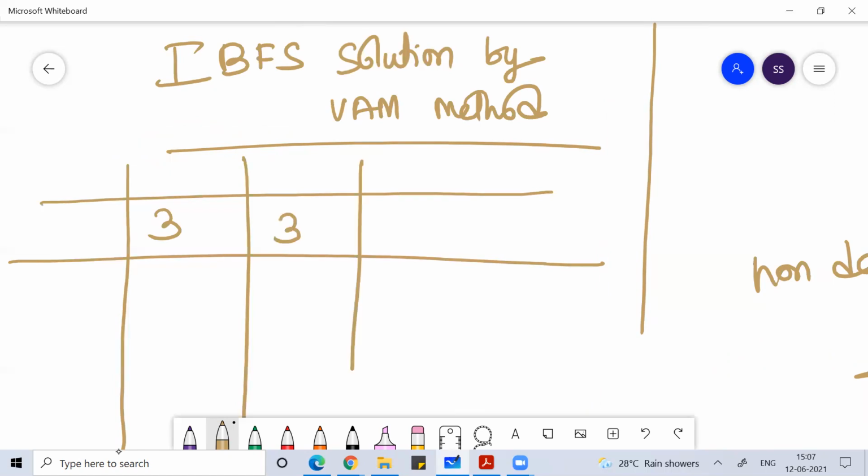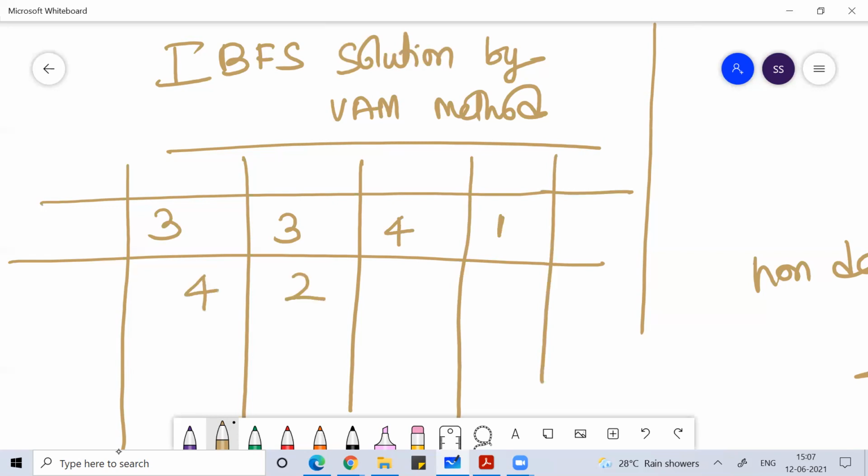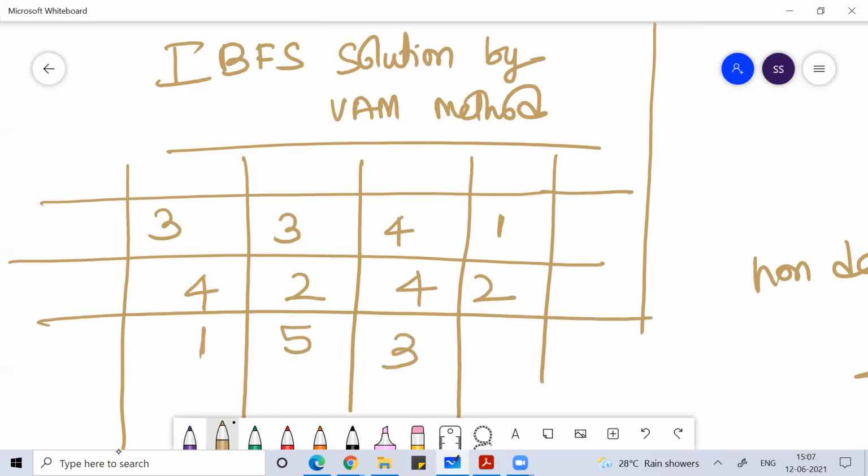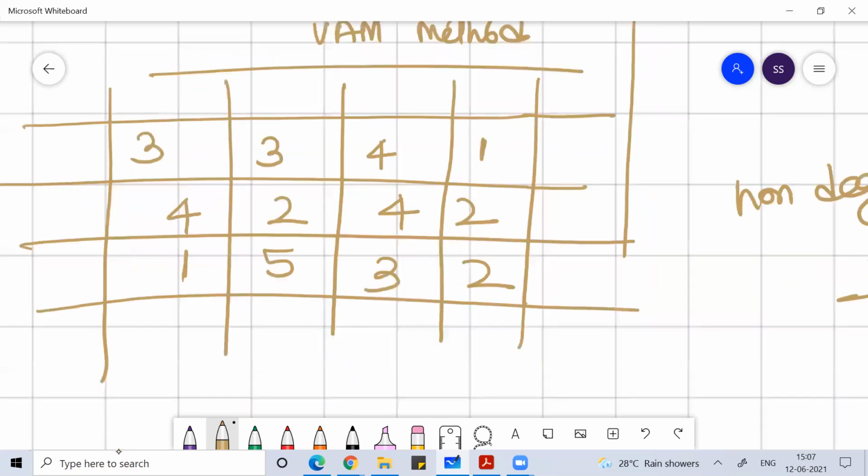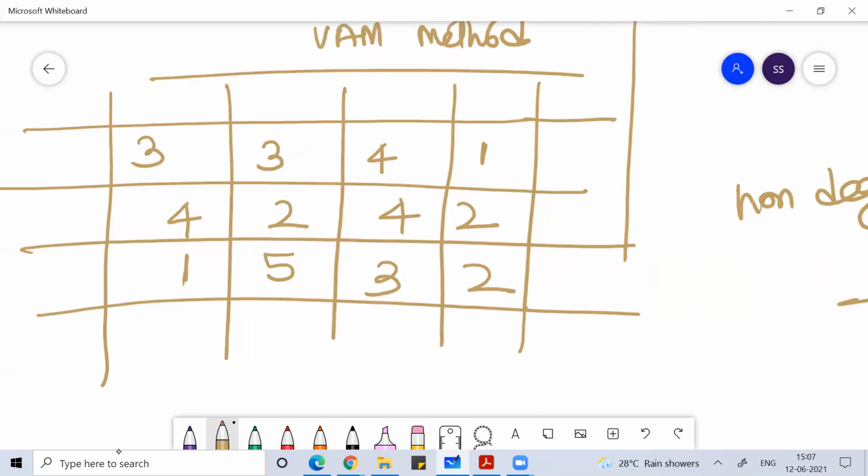So 3, 3, then 4, then 1, then 4, 2, 4, 2, then 1, 5, 3, 2. So this is the initial basic feasible solution. This was the cost element given to us.